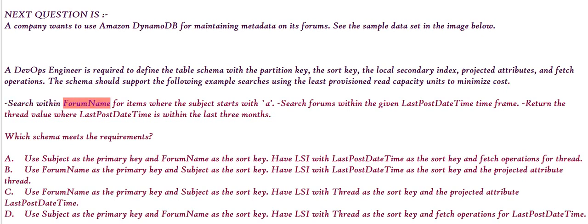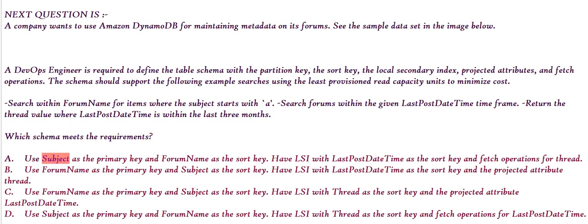The schema should support the following example searches using the least provisioned read capacity units to minimize cost. Search within forum name for items where the subject starts with A. Search forums within the given last post date time frame. Return the thread value where last post date time is within the last 3 months. Which schema meets the requirements?